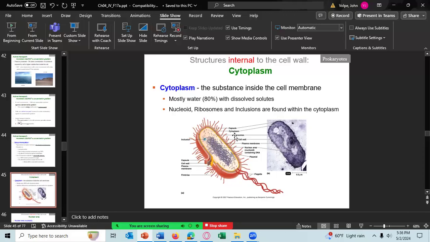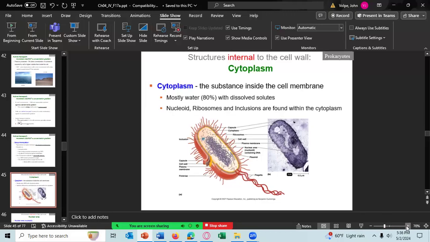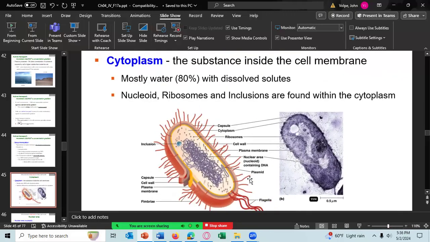Inclusions are substances that the cell is accumulating, and once the substance gets to be so high in concentration that the substance can no longer be dissolved in the cytoplasm, it will precipitate out of the cytoplasm, and then we can see the inclusion body in the cell. When it is dissolved in the cytoplasm, you wouldn't see it. It'd just be part of the cytoplasm.